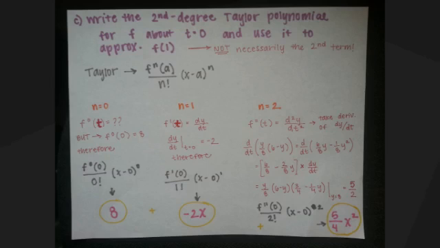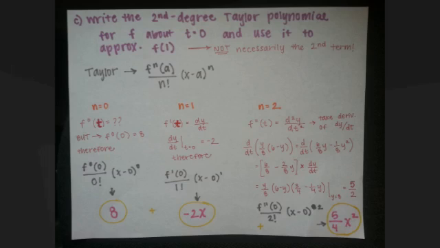It asks us to write the second degree Taylor polynomial for f about t equals 0 and use it to approximate f of 1. Make sure, this is a really common mistake, that you're not just getting the second term of the Taylor polynomial. That's a really common mistake that students make.